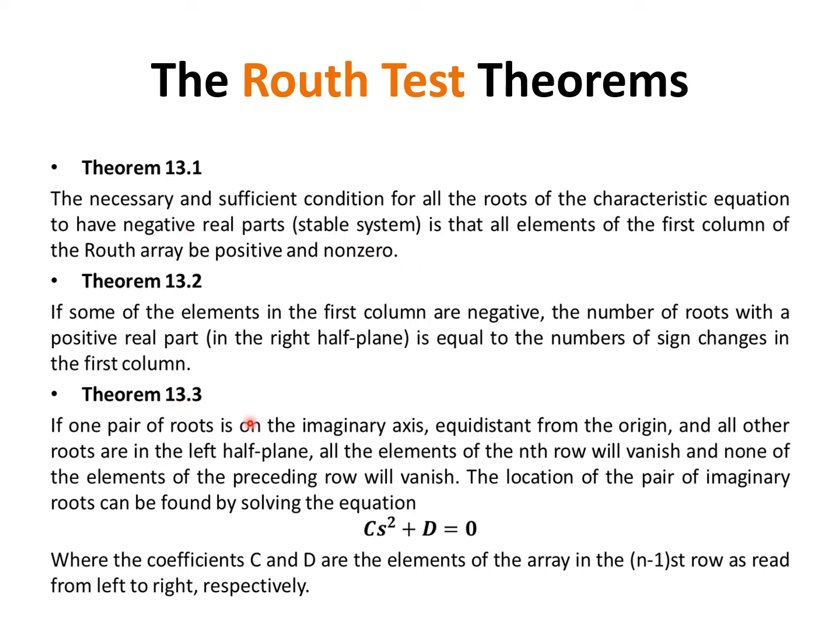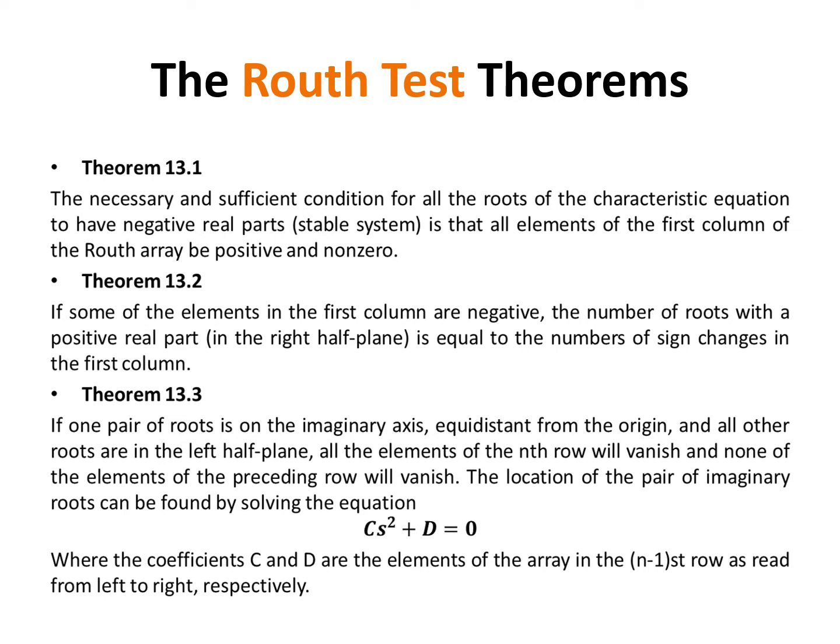Normally the third theorem is a special case, which may or may not happen. If there is one pair of roots on the imaginary axis and all other roots are in the left half plane, then you will find that all elements of the nth row will vanish and none of the elements in the preceding row will vanish, which means some rows will have zero values in the array. The location of the imaginary roots can be found by solving C s squared plus D equals zero, where C and D are the elements of the array in the row before, the n minus 1 row. The row that has the zeros is n, and the row before gives you the coefficients C and D, and you can solve it to get the location of the roots of the equation. These are the theorems, but the first two are the ones that you normally have to apply.